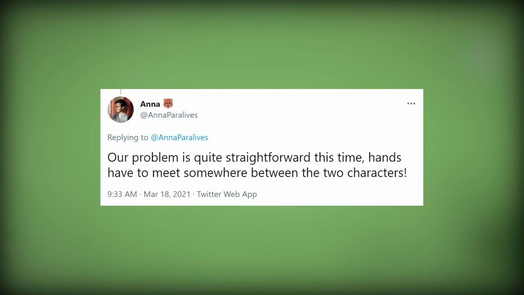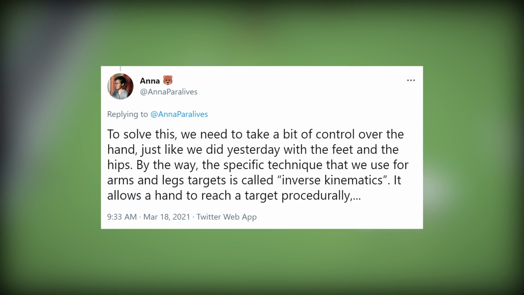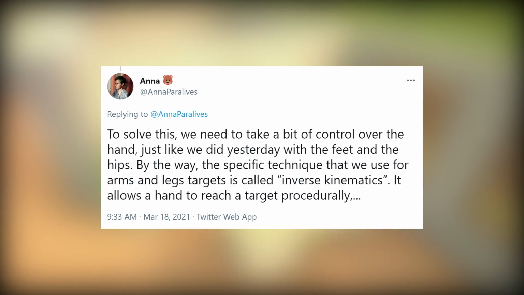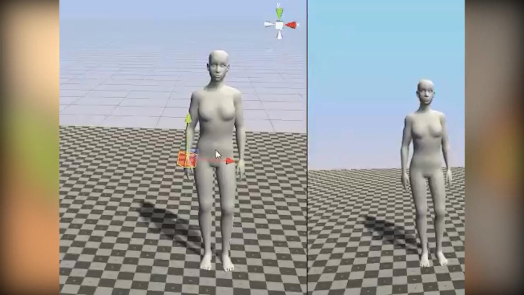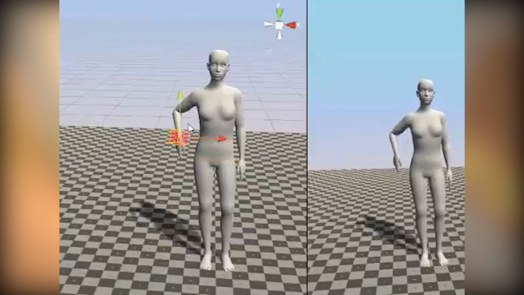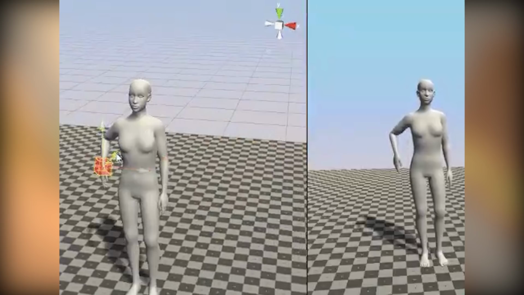Our problem is quite straightforward this time. Hands have to meet somewhere between the two characters. To solve this, we need to take a bit of control over the hand, just like we did yesterday with the feet and the hips. By the way, the specific technique that we use for arms and legs targets is called "inverse kinematics." I hope I said that right. It allows a hand to reach a target procedurally, while the rest of the arm has somewhat of a credible movement. I'm not gonna annoy you with the details here, but I figured it was a widely used term, so maybe you'll be interested in seeing what it is.